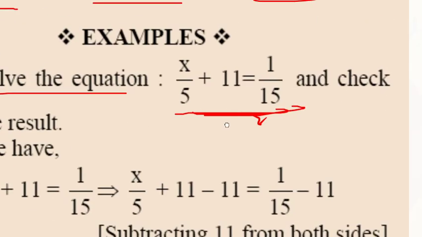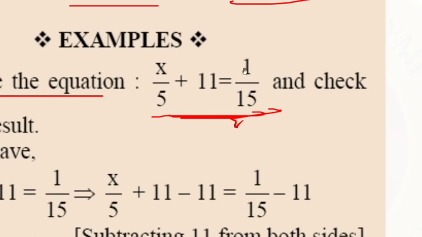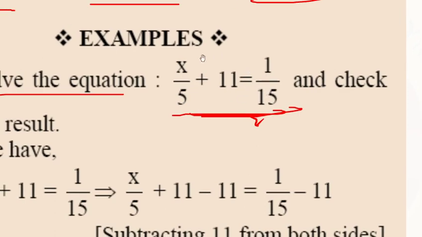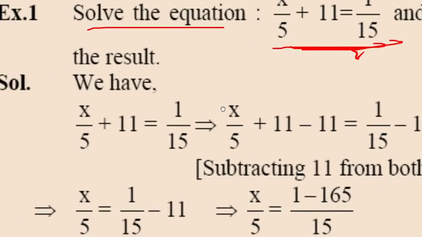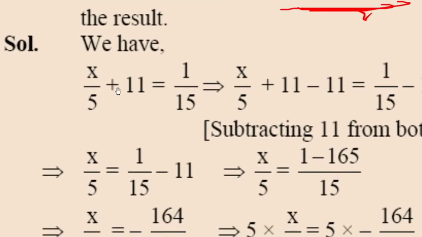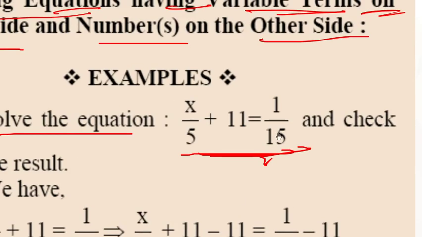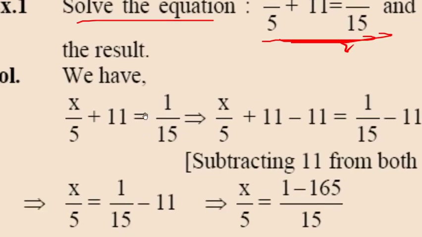So x by 5 plus 11 equal to 1 by 15. We have to find the value of x and we have to check the result. So what we have done? x by 5 plus 11 equal to what they have given, 1 by 15.